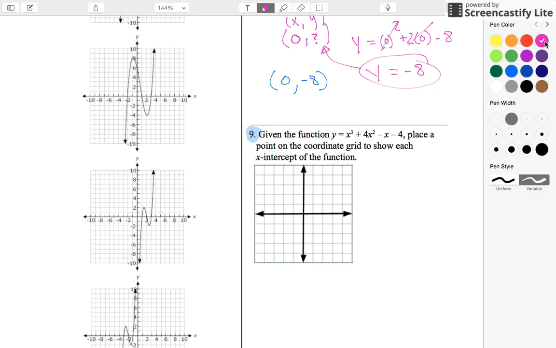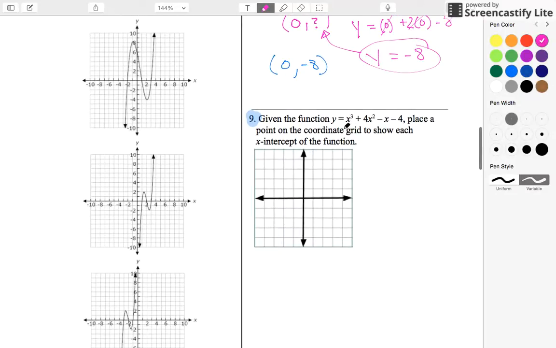So right here we have, given the function y equals this cubic polynomial, place a point on the coordinate plane to show each x-intercept. Okay, so that just tells me I just need to put x-intercepts. And I know this is cubic, so I know this is a clue that I'm going to possibly have 3 x-intercepts because that degree is 3. But we're going to figure that out. That's my prediction. Anyway, so we have x cubed plus 4x squared minus x minus 4.